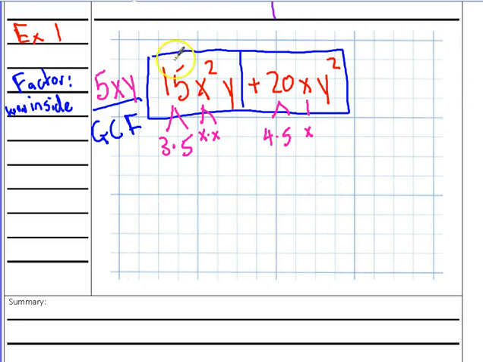What times 5 makes 15? 3 times 5 makes 15. And then x times, in order to get x squared, I need x times x. X times x is x squared. In order to get the y, I've already got the y, I don't need any more y's. And so the answer here is 3x times 5xy, that gives me 15x squared y.